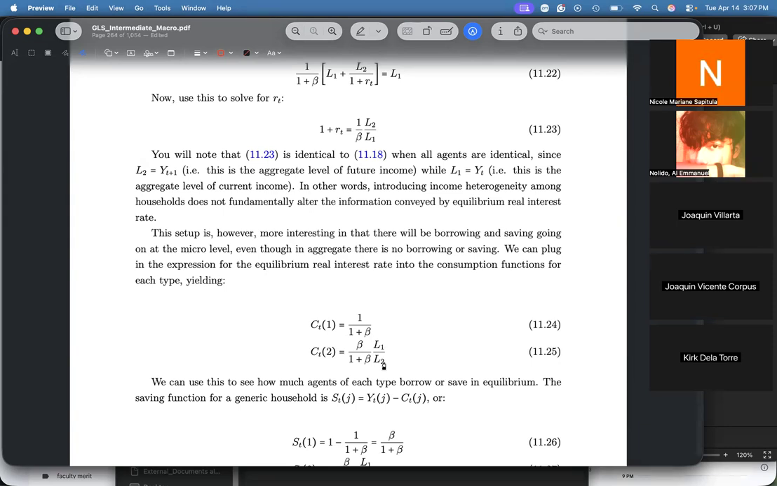Okay? So, pansinin nyo na baliktad. L1 over L2 na siya. Okay? Kasi this used to be 1 over 1 plus R. So, it's the inverse of this one. So, imbes na 1 over B, magiging beta. Imbes na L2 over L1, it's gonna be L1 over L2.